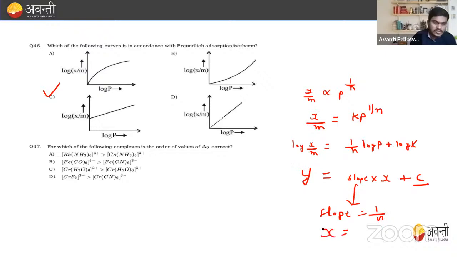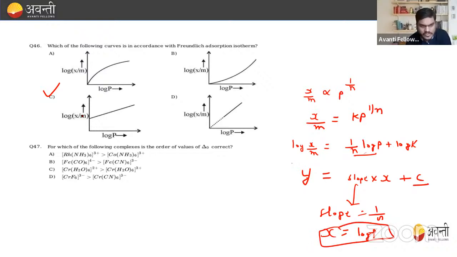So x is log p, because 1 upon n is the slope, and this is 1 upon n log p. So just put it here: log p represents x. This is how you can solve this question.